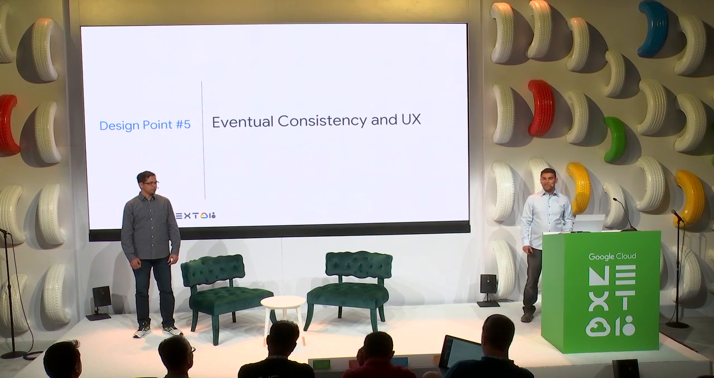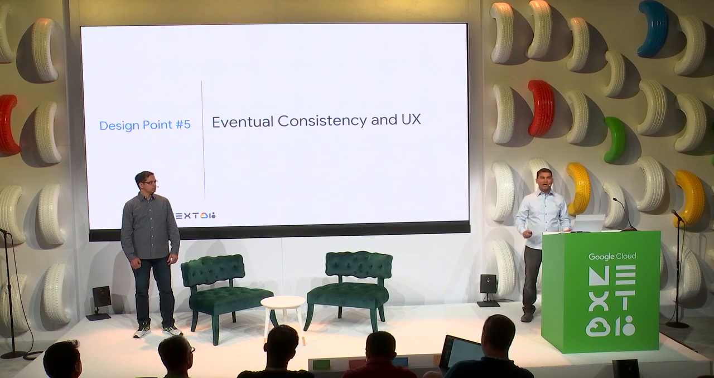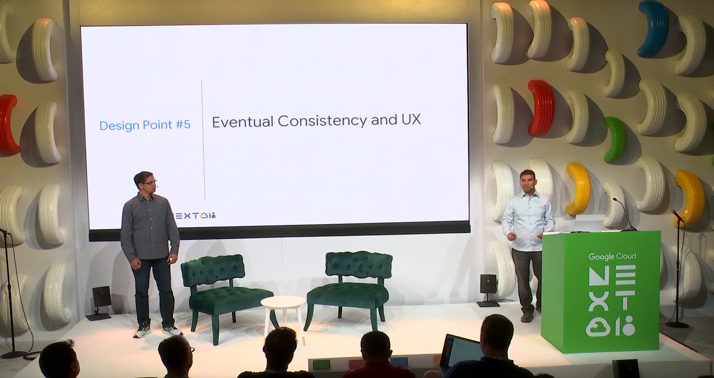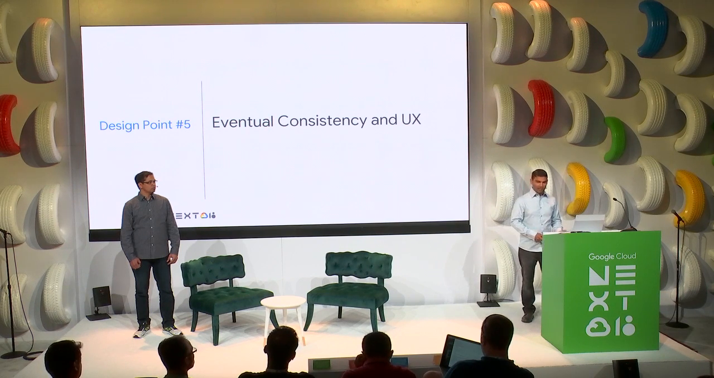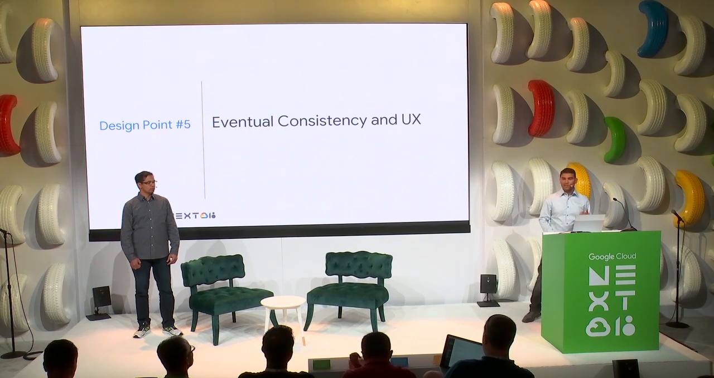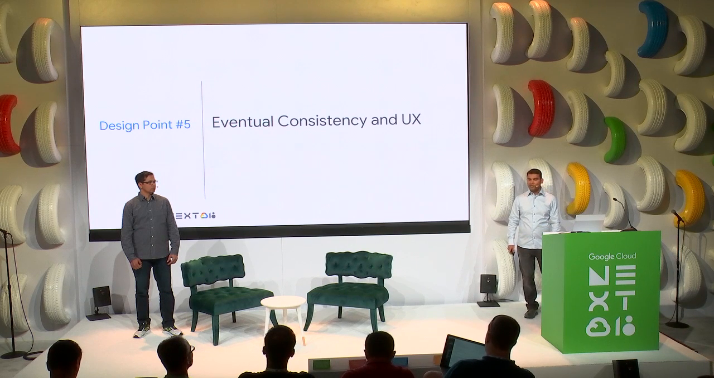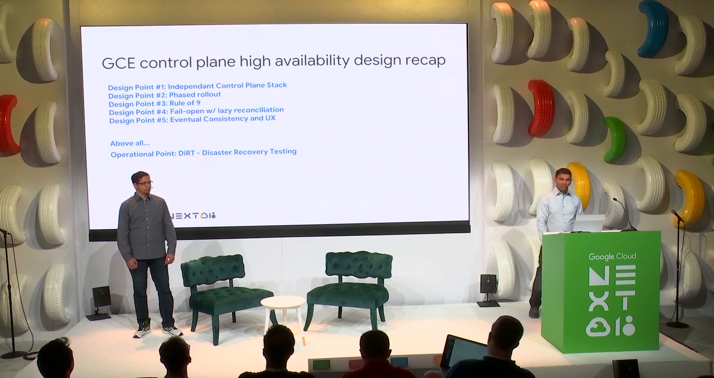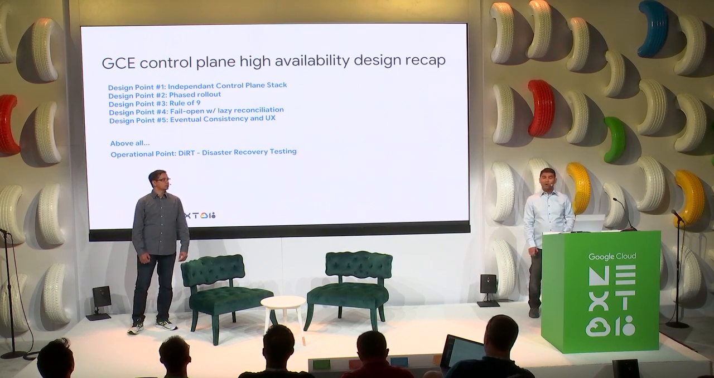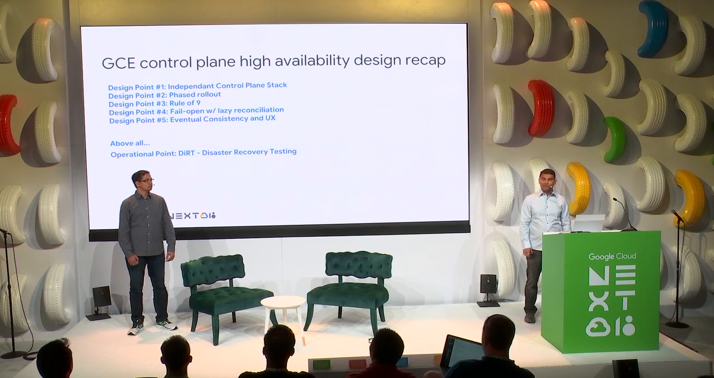So the UX was a key point. So we didn't want to trade off on some of the user convenience. Meanwhile, we could achieve all the high availability characteristics by providing eventual consistency by caching those resources in each one of the regions. So that's our design point number 5. So this is a recap of all the 5 design points we covered.